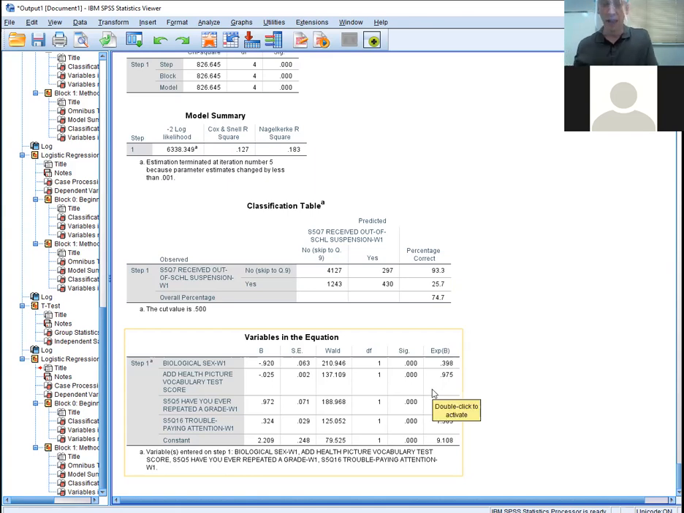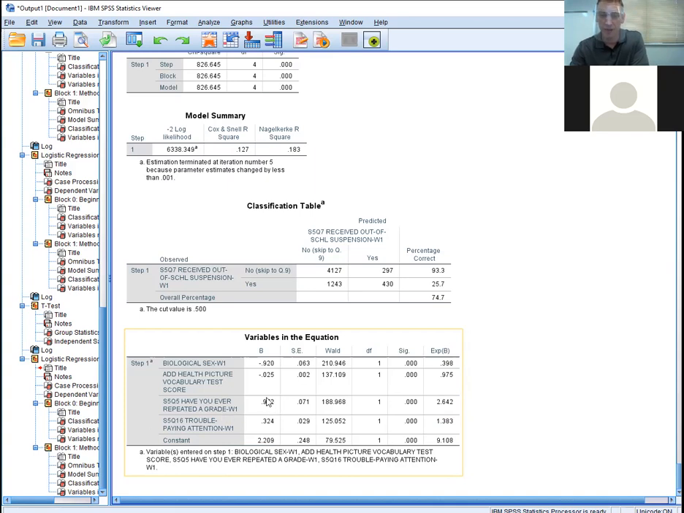That means that for every point increase on the picture vocabulary test, the odds of being suspended drop by about 2.5%. So for every unit increase in the score, the odds of being suspended from school drop by about 2.5%. Now, if we have, have you ever repeated a grade? Not too many kids repeat grades, so that's probably an indicator of a major behavioral or cognitive problem. What is the effect of that on the odds of being suspended from school?